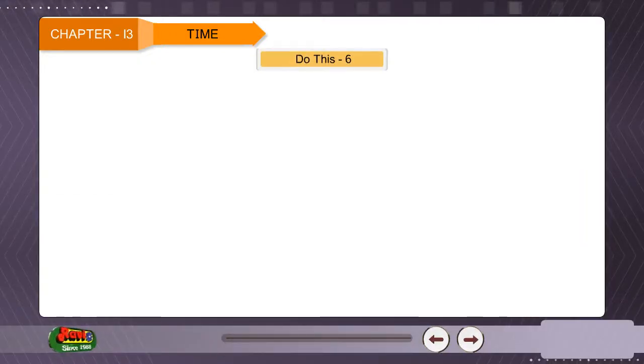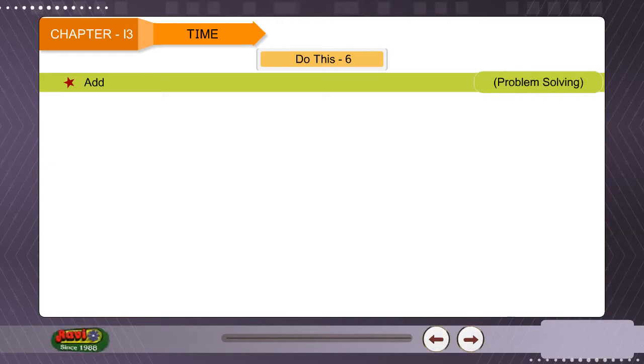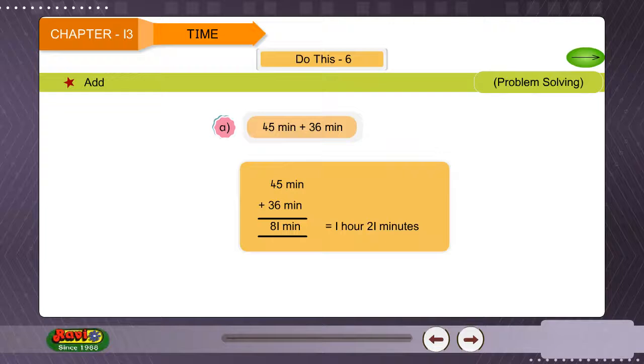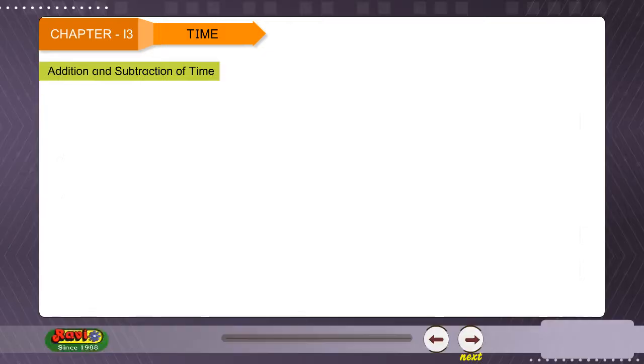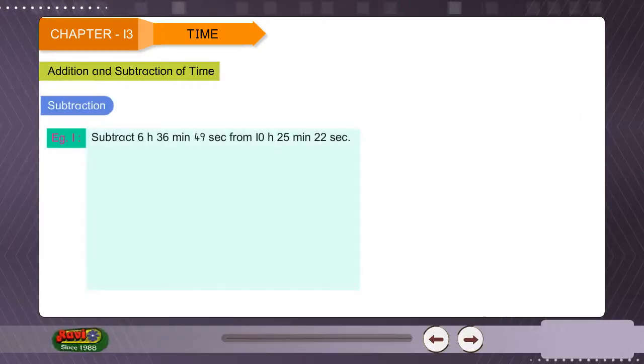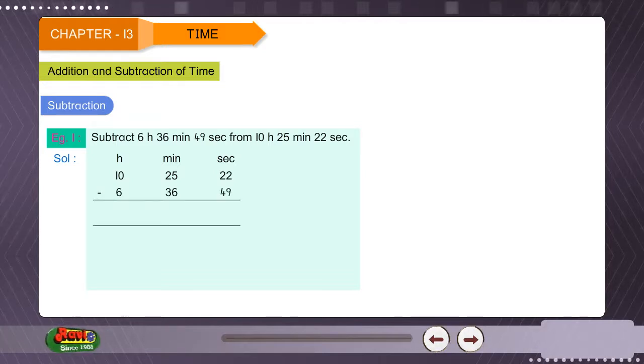Do this. 6. Add. Problem solving. Subtraction. Example 1. Subtract 6 hours, 36 minutes, 49 seconds from 10 hours, 25 minutes, 22 seconds. Solution. Hours, minutes, seconds. 10 hours, 25 minutes, 22 seconds minus 6 hours, 36 minutes, 49 seconds is equal to 3 hours, 48 minutes, 33 seconds.